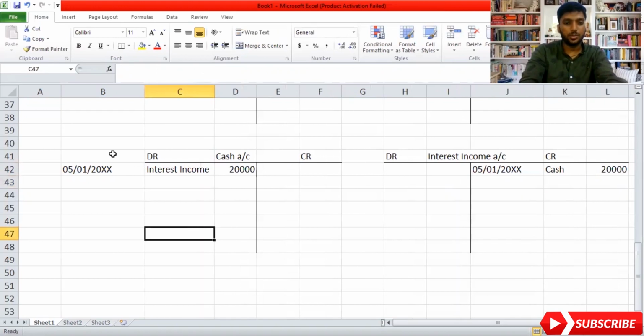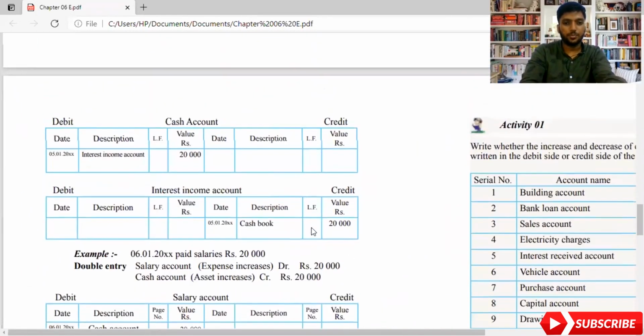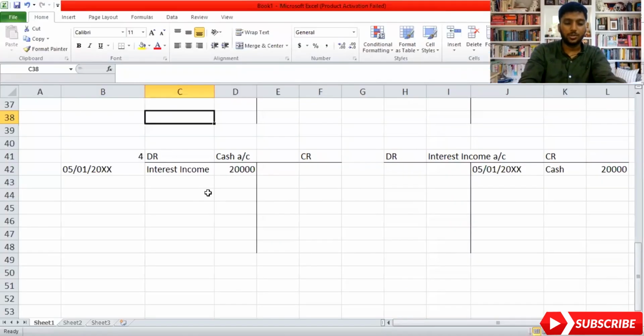So let's move on to adjustment number 5. It's more than enough to score in your exam if you know how to do this. Paid salary is 20,000. It's an expense. When you pay salaries, what happens? Your cash goes out of the business. You are paying an expense, so your expense increases. When your cash goes out, it is an asset account. When expenses increase, it is an expense account. Expense increases means a debit. Asset decreases means a credit. So knowing this is very important.